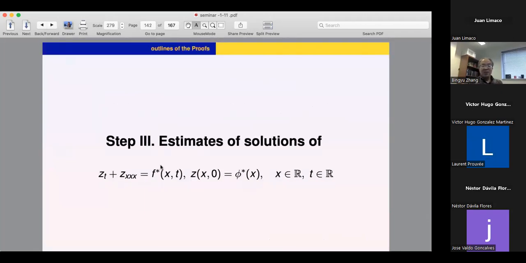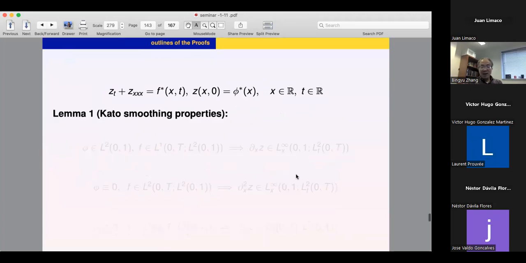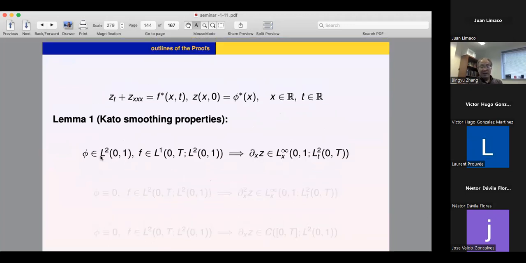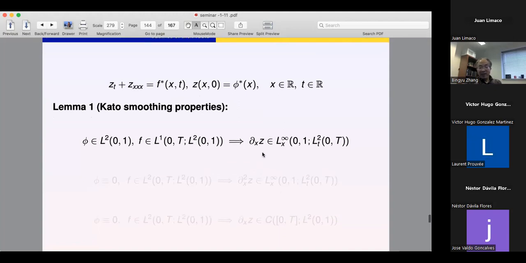So let's go to our step 3. We estimate the solution of the whole line problem z_t plus z_xxx equals f star, this one. And for this one we can build up those two lemmas. If phi belongs to L2, then phi star also belongs to L2, of course. If f belongs to L1 in time, then f star belongs to L1 in time too, with zero extension. Anyway, we find out we have estimates.